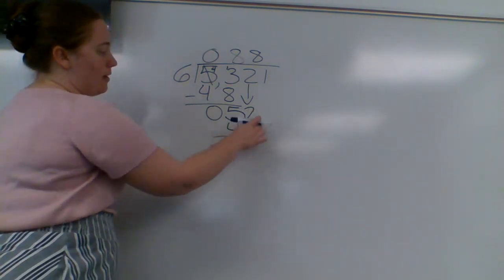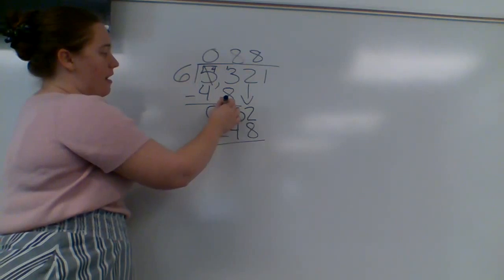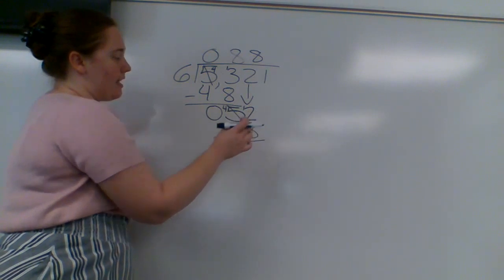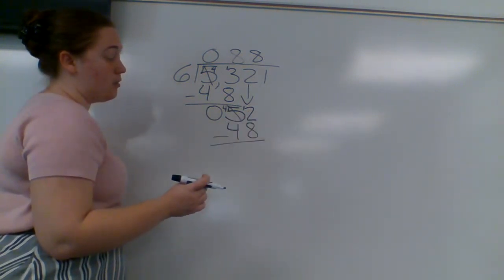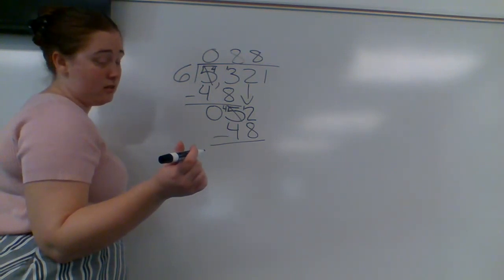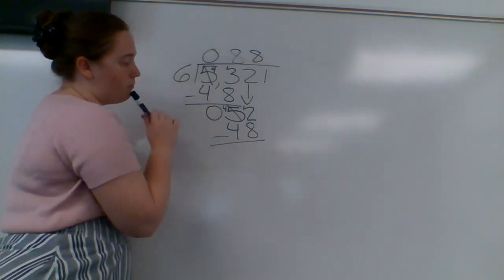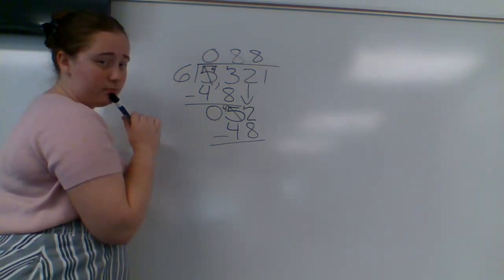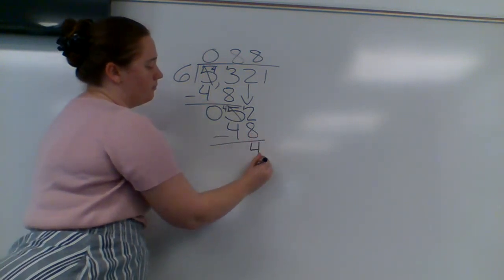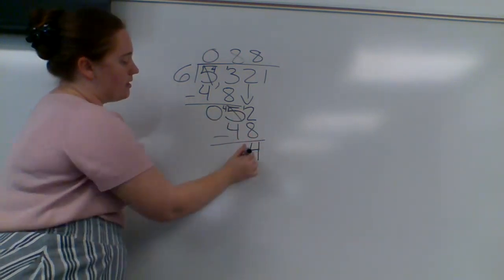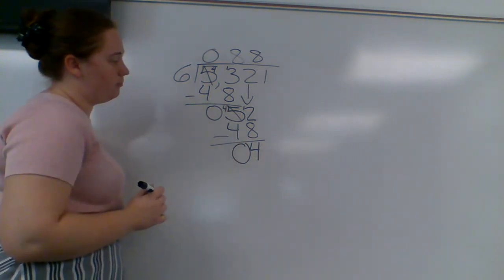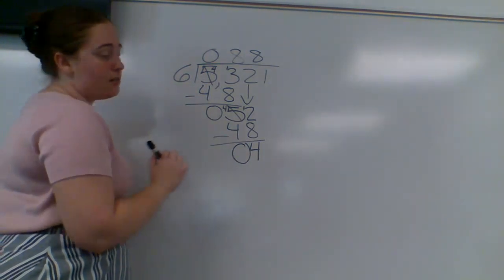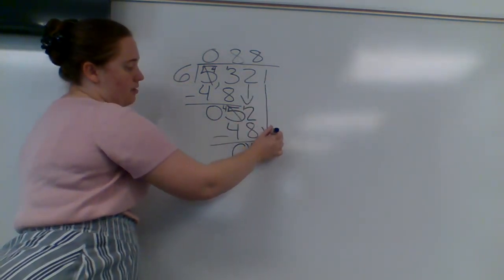Subtract. 2 minus 8, I can't do. Cross out the 5, 5 becomes 4. 2 becomes 12. 12 minus 8 is what? 6? No, not 6. 4? Yeah, I think it's 4. 4 minus 4 is 0. And 4 is smaller than 6. And now I bring down the 1.